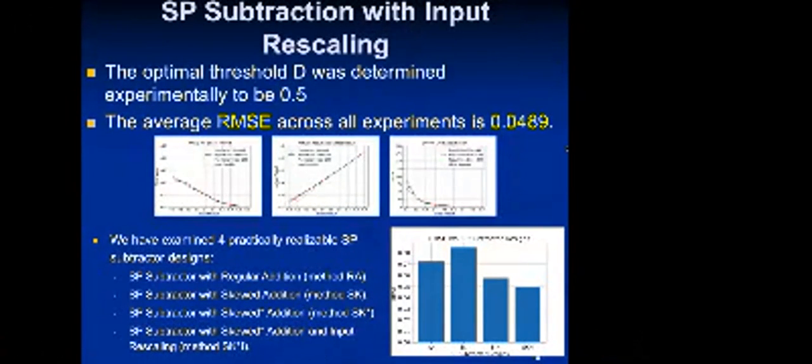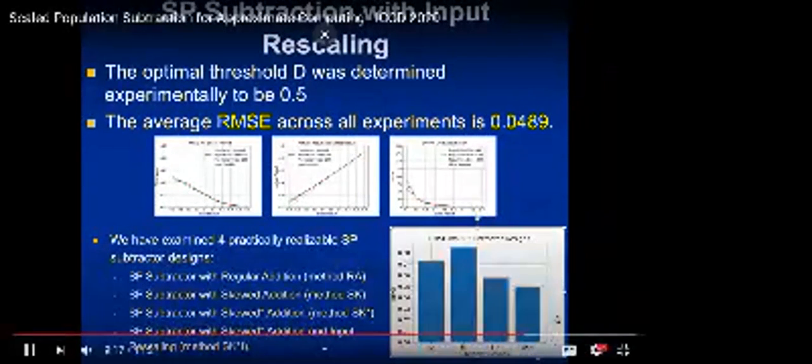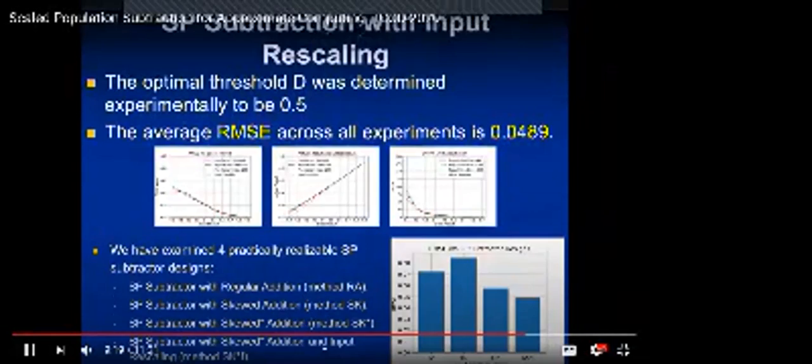So here on this slide, we see the results for SP subtraction with input rescaling. The threshold for rescaling D was experimentally determined to be 0.5. And you can see the average RMSE across all experiments was 0.048. The graph on the bottom right demonstrates the average RMSE across all 4 designs that we have seen so far. And we can see that skewed star addition with input rescaling gives us the lowest RMSE.